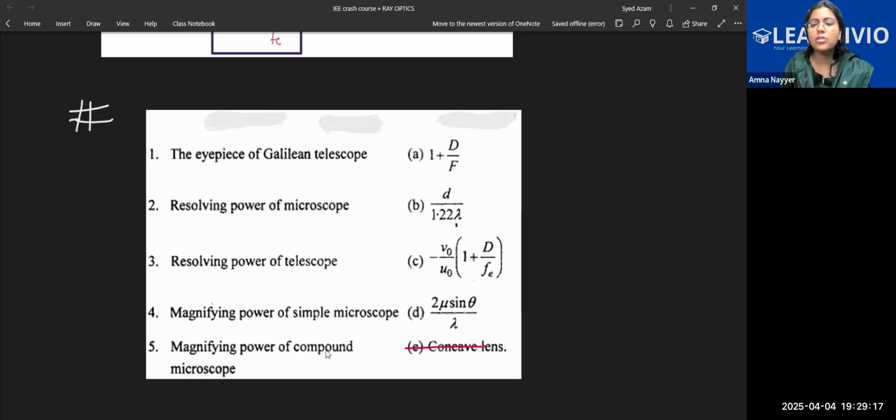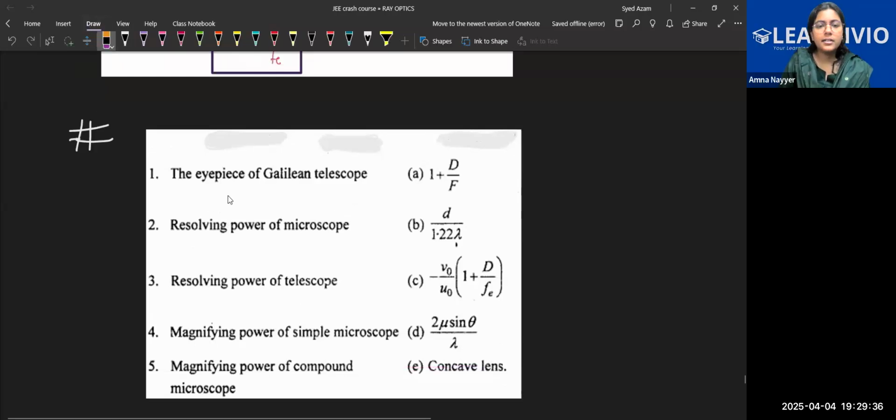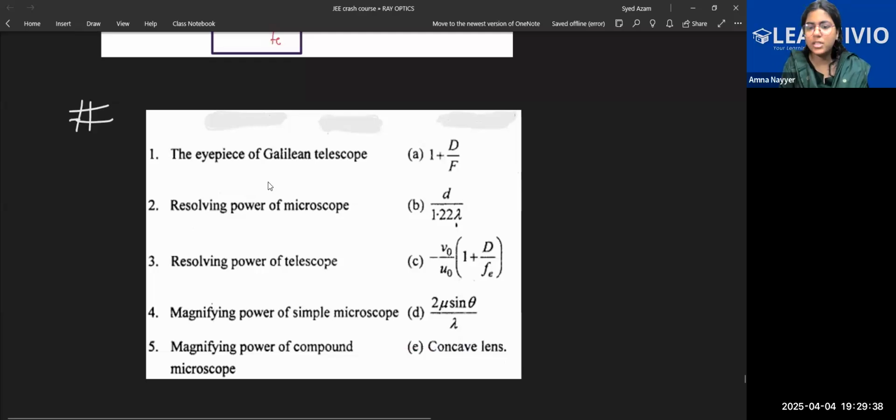Okay. So see, this is actually a match the column question. When you have the resolving power of telescope and the microscope, let's do this, match the following. First one, eyepiece of a Galilean telescope. So is it a concave lens or a convex lens? Okay, Galilean telescope we have not done. We have done the astronomical telescope. So that will be the concave lens.